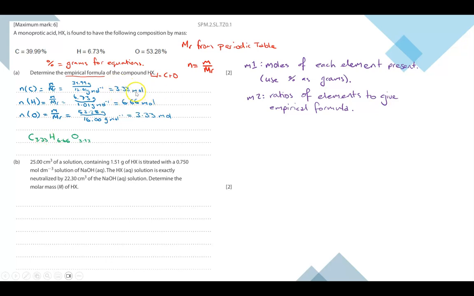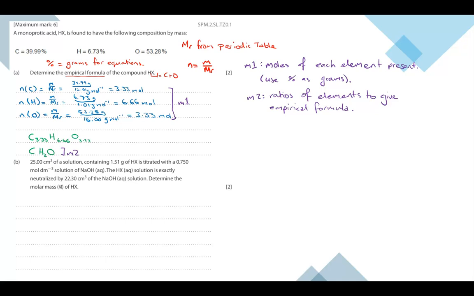So if we divide all of these by 3.33, that should get us our numbers, which will be 1 for carbon, because 3.33 divided by 3.33 is going to be 1. 6.66 divided by 3.33 is going to be 2, so H2, and again, O1. So CH2O. That's our answer for that one. That's our empirical formula. And then we go, yes, this is what we do to get mark 1. This is what we do down here to get mark 2.